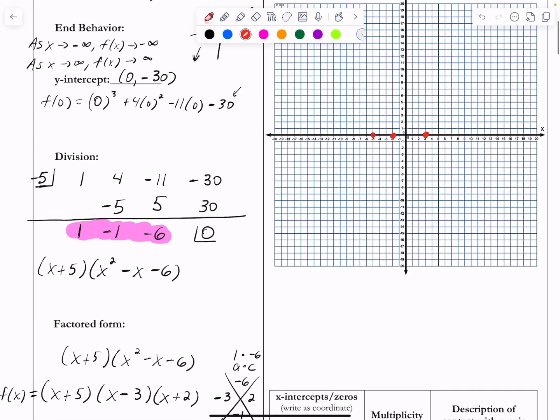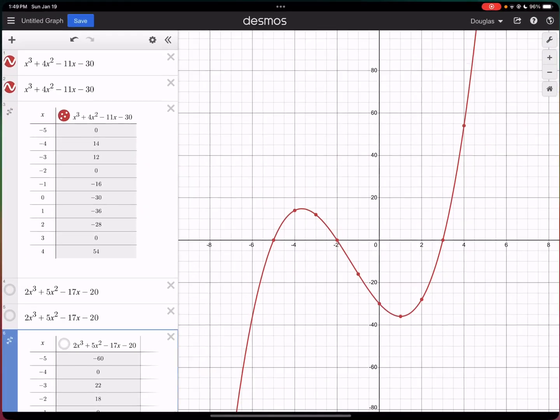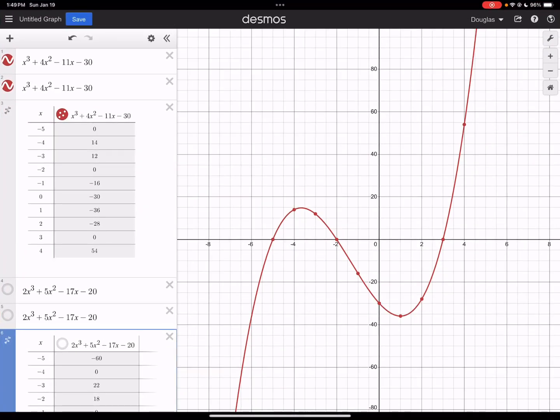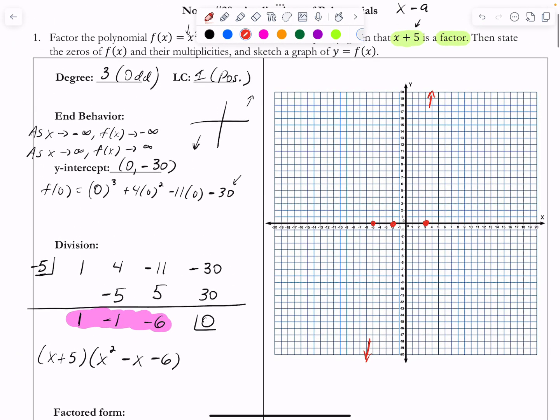My y-intercept is actually not able to be graphed. 0, -30 is off the grid. All right, we know my end behavior is going to be the bottom left to the top right. So let's see if there are any more points we could plot based on this table. I see -4, 14, and -3, 12. So let's do those. -4, 14, and -3, 12.